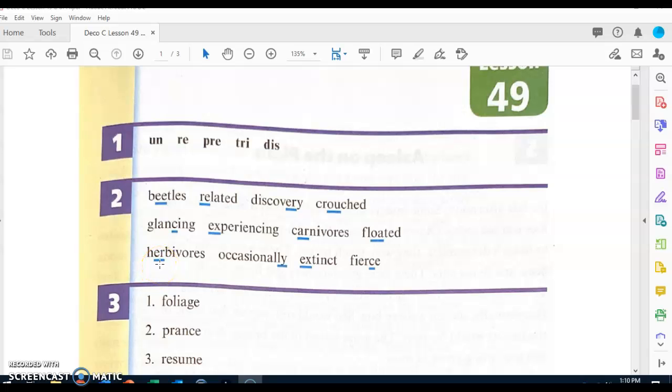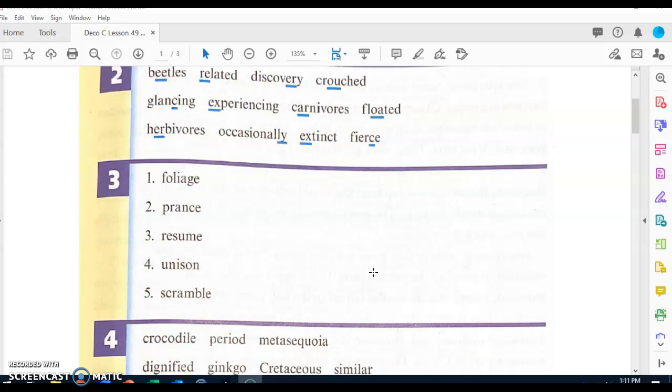Next word. What's the underlined part? What word? Herbivores. Next word. What's the underlined part? Ly. What word? Occasionally. Next word. What's the underlined part? Ex. What word? Extinct. Next word. What's the underlined part? What word? Fierce.